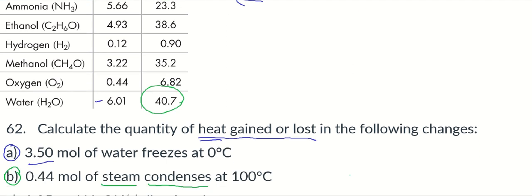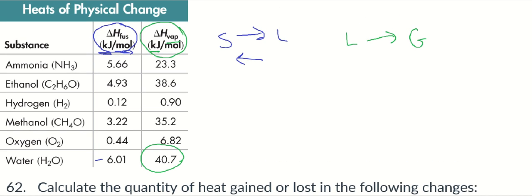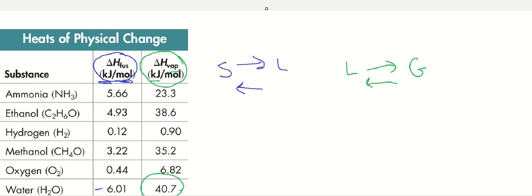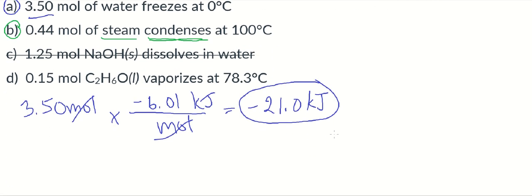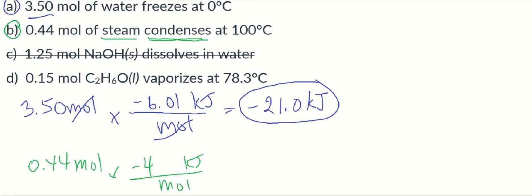Now, the question is not asking about vaporization. Condensation is the opposite process. So again, if we want to flip this process, we can just flip the sign on the heat of vaporization: negative 40.7. Let's start with the number given, 0.44 moles, and let's turn that moles into kilojoules. It's negative this time because condensation is exothermic, 40.7.